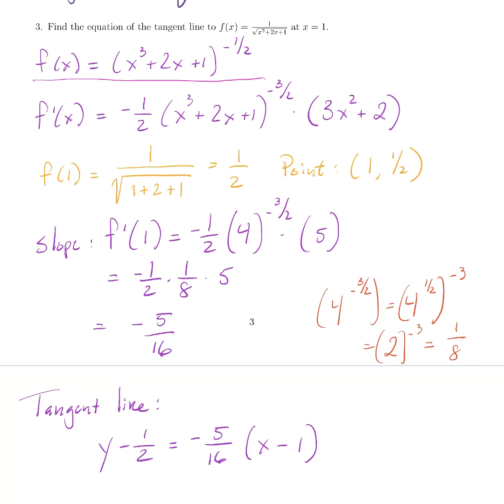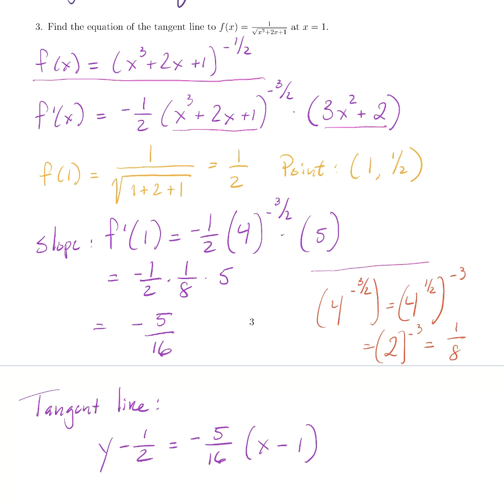We have something raised to a power. That power comes down, that's the negative 1/2. We raise that something to 1 less power, which is negative 3/2, and then we multiply by the derivative of that something. So the derivative of x cubed plus 2x plus 1 is right here. It is 3x squared plus 2. Okay, so now to write the equation of our tangent line, as always, we need a point and a slope. The point comes from evaluating the original function at 1. When we do that, we get 1/2, so our point is 1 comma 1/2. The slope comes from evaluating the derivative at 1. When we do that, we get negative 1/2 times 4 to the negative 3/2 times 5.